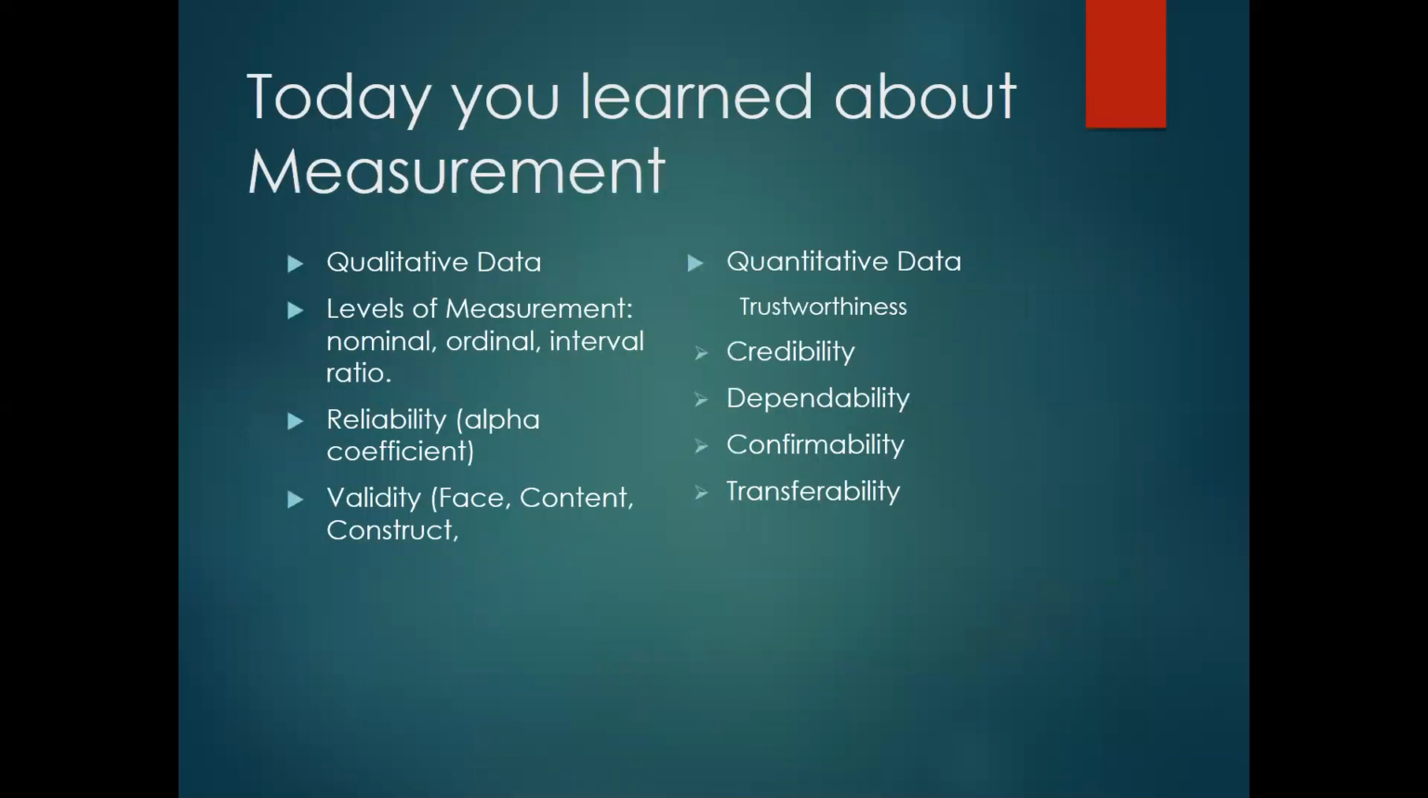So today we learned about measurement. You learned in qualitative data that there's 4 levels of measurement. We discussed reliability related to the alpha coefficient, and validity, the face, content, construct, and criterion validity. It looks like I left a word off that slide. And then quantitative data is the trustworthiness.